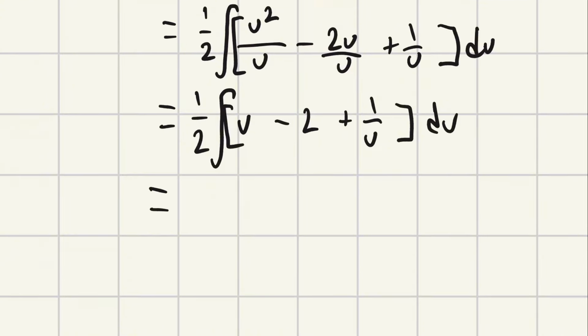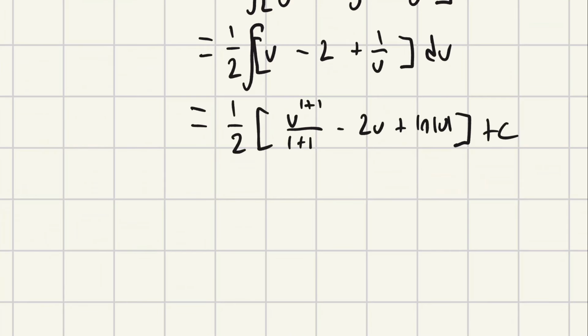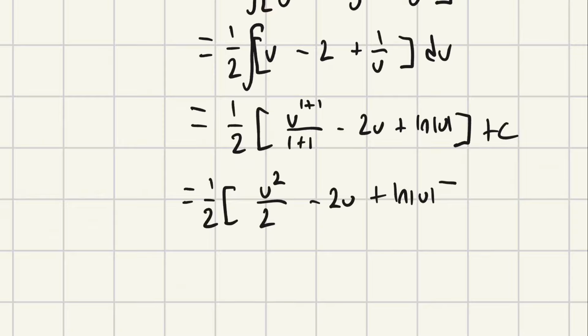The integral of u is very easy. You're just going to do the inverse power rule, right? You're going to do u to the power 1 plus 1 over 1 plus 1, minus 2u. What's the integral of 1 over x? ln of x. What's the integral of 1 over u? ln of u. And we have to keep the absolute value signs because there's no negative values in the function of the natural log. Don't forget the plus c. And now we can further write this out: u squared over 2 minus 2u plus ln of u plus c.